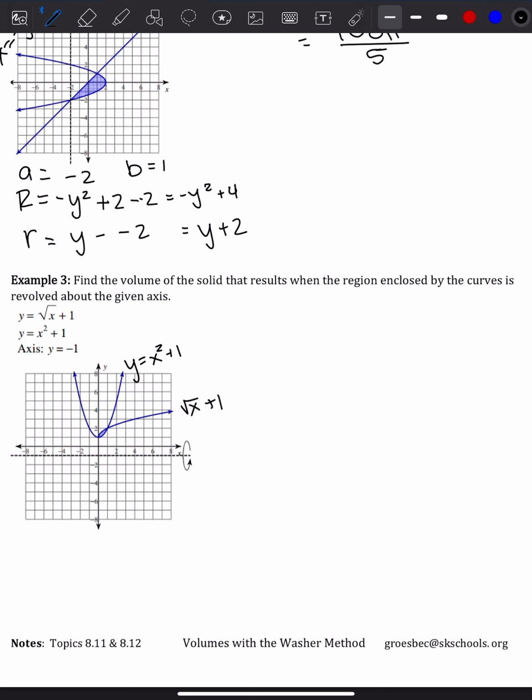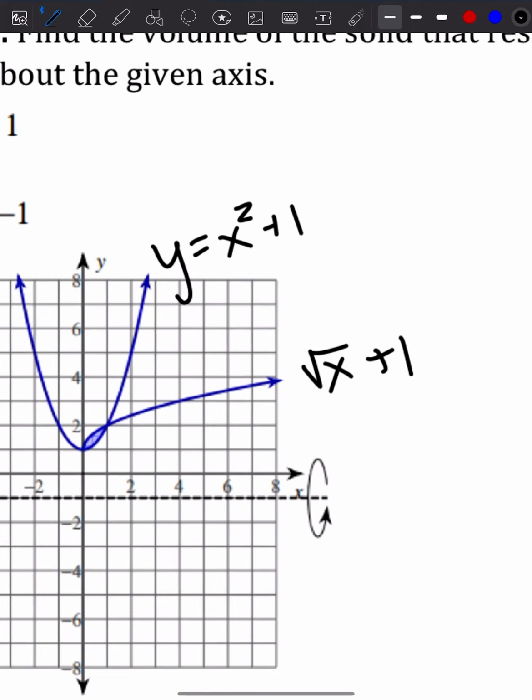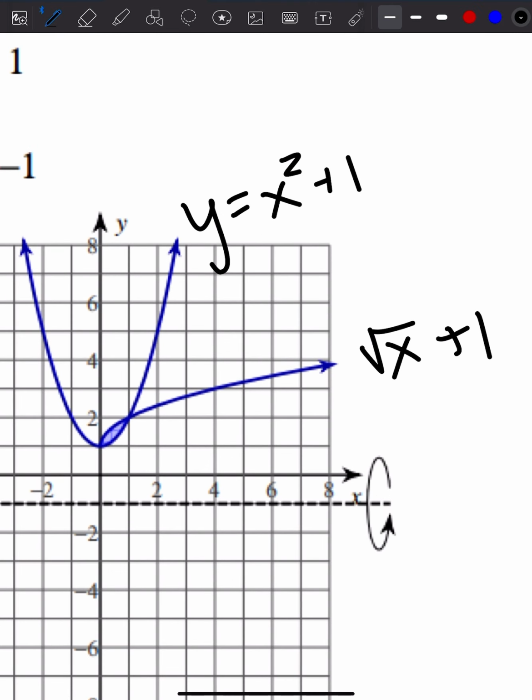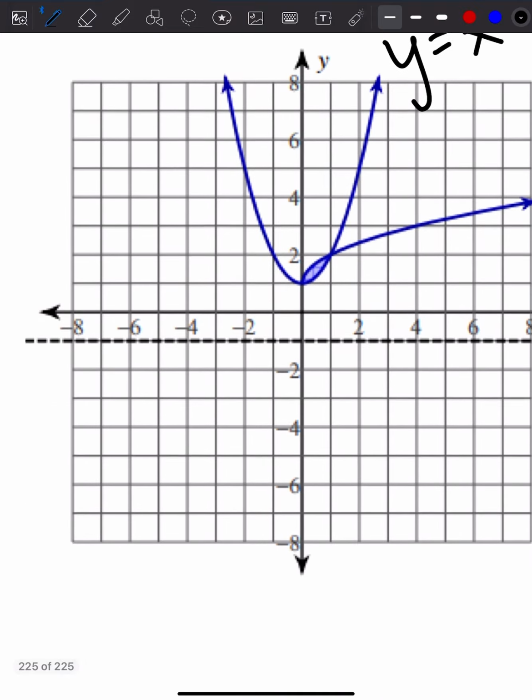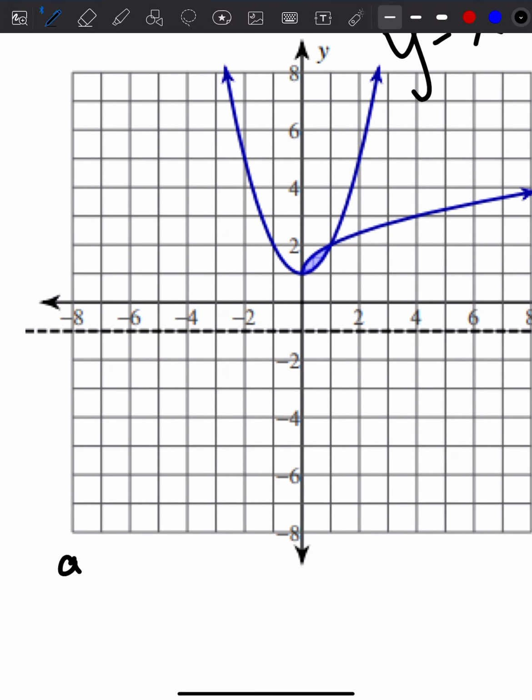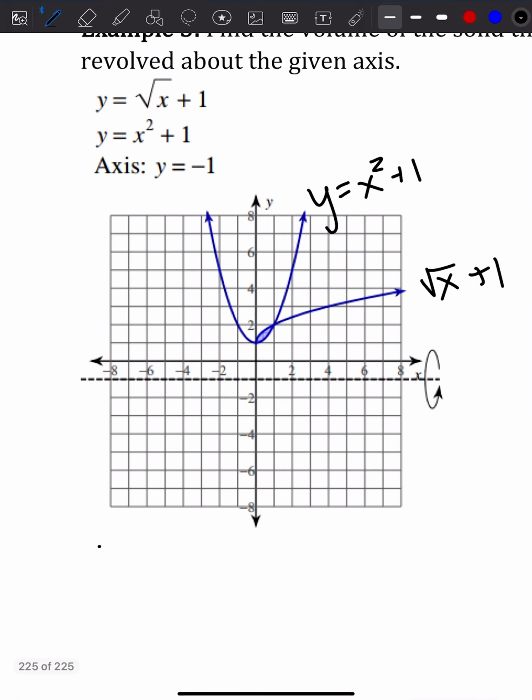If we look at the graph, we can see here that they intersect at 0 for x and 1 for x. I know I want to be looking at the x values because we are revolving around this y equals equation, meaning we're revolving this horizontally. So my a value is going to equal 0. My b value is going to equal 1.